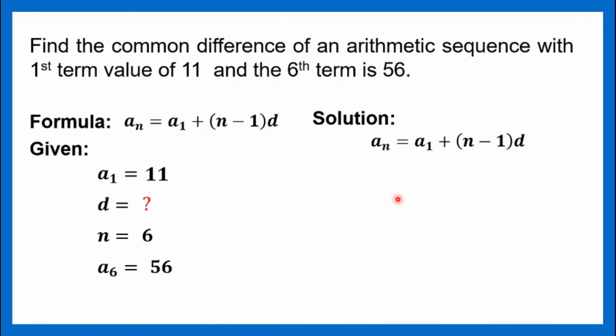So, si a sub n magiging a sub 6, si a sub n magiging 56 kasi may value na siya na nakalagay. Si a sub 1 naman magiging 11. Si d, yung d dyan, as is na d lang. Si n naman ay magiging 6. Ayan. So, by doing that, eto na yan. 56 is equal to 11 plus the quantity of 6 minus 1 times d.